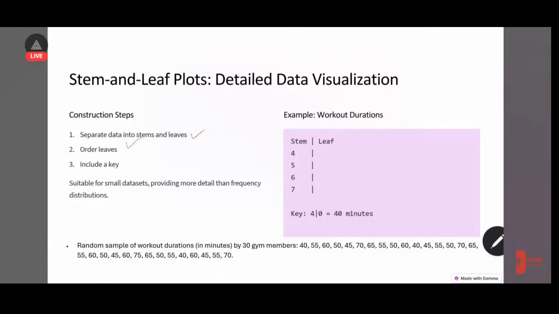Secondly, we order the leaves. It can be in ascending or descending order, but I prefer ascending. Number three, you include a key. Now, let's use this example below, on the workout durations in minutes of 30 gym members, to construct the stem and leaf plot. Now, this is the key. If you have 40, your 4 is going to be the stem, and the 0 is going to be the leaf. So the units will always be the leaf.